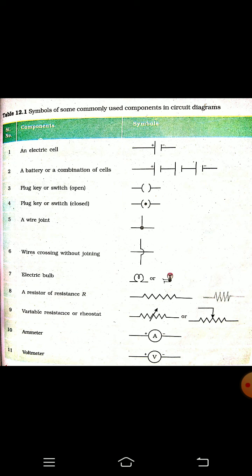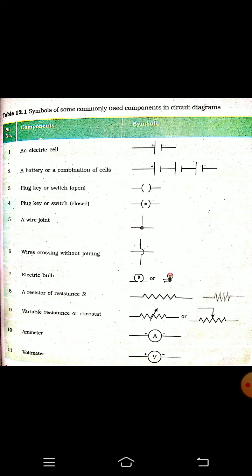Third is plug key or switch, which is open. Now look at the symbol, how it is shown, like a bracket, right? But when it is open, you will not keep any dot inside it. Fourth one is plug key or switch, which is closed. Now how is it? It is brackets and in between one small dot is there. This means it is closed.